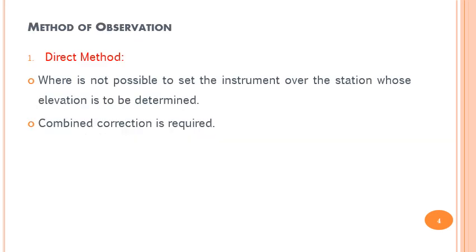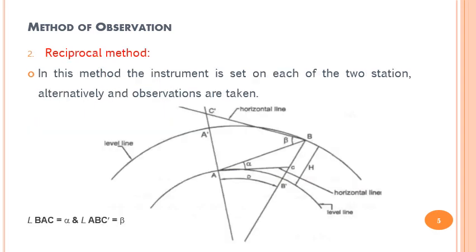There are two methods. The first is the direct method, where it is not possible to set the instrument over the station whose elevation is to be determined. Combined corrections are required. The second method is the reciprocal method. In this method, the instrument is set on each of the two stations alternately and observations are taken.